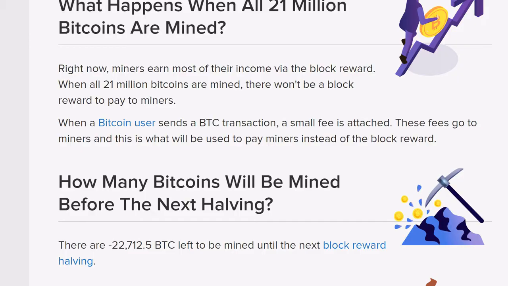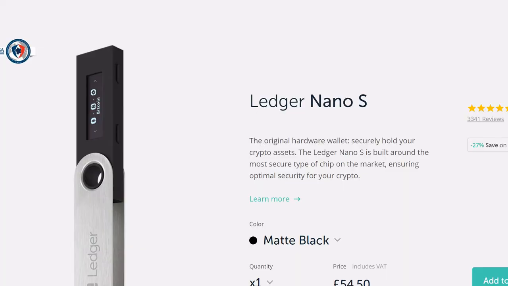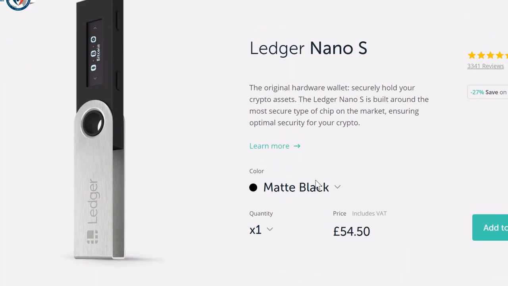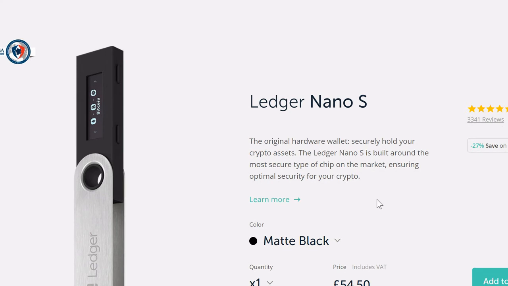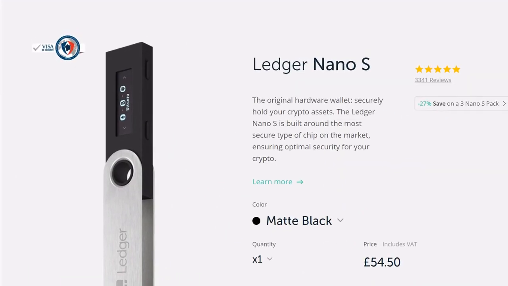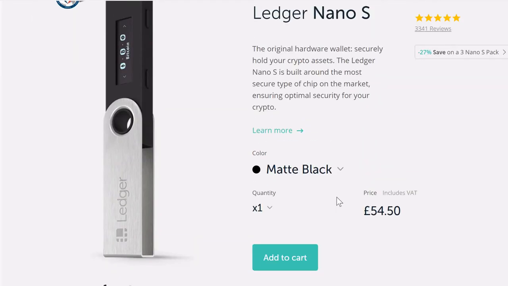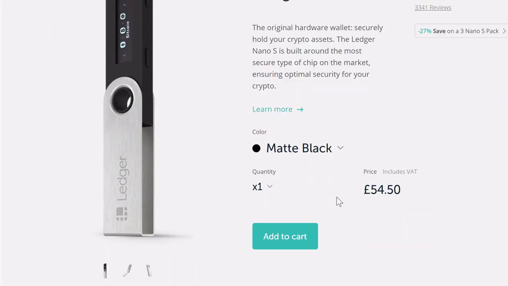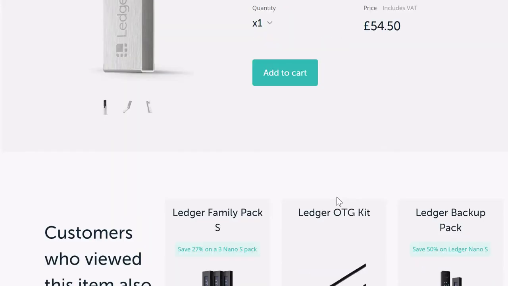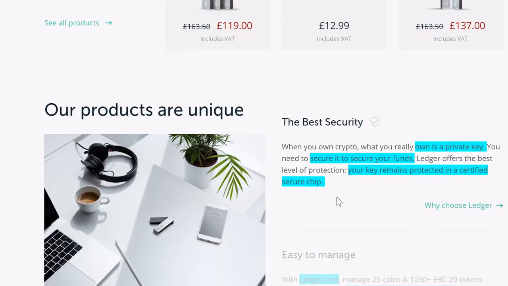Okay, and one of the last things I wanted to show you is something called a Ledger Nano S, and this is the kind of private keys device I was referring to before. If you look here, it's about £55, but there's a better one available as well called a Ledger Nano X. But let me just go through this one because this is more accessible for perhaps beginners to the space.